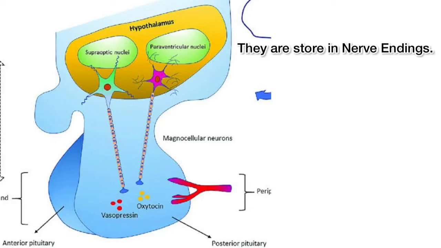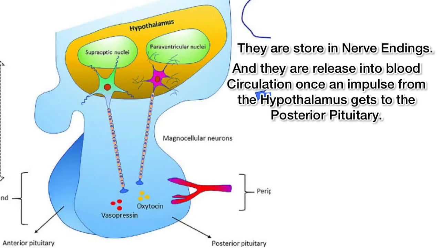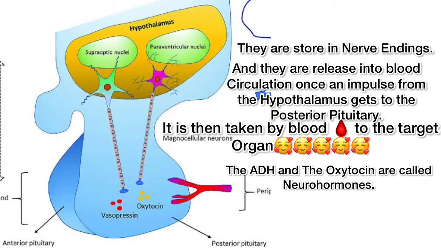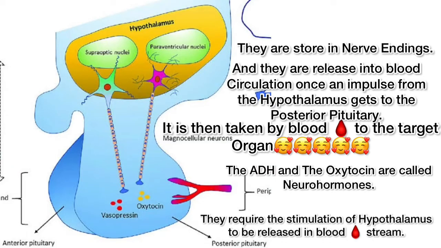So whenever an impulse coming from the hypothalamus gets to the posterior pituitary gland, it stimulates the posterior pituitary gland to release these hormones into blood circulation. So blood now carries it to the target organs. So these two hormones are referred to as neurohormones, reason being that they are only released when an impulse comes from the hypothalamus to the posterior pituitary gland. So they will be released from the nerve endings where they are stored temporarily until the hypothalamus gives an instruction that they should be released in circulation.